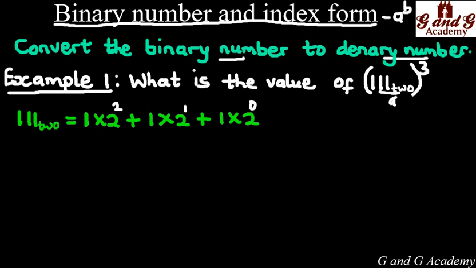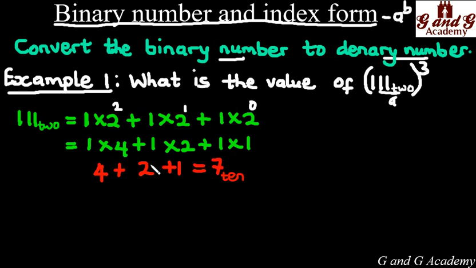2 raised to the power of 2 is 2 times 2, which is 4. 2 raised to the power of 1 is 2, and of course 2 raised to the power of 0 is 1. When you multiply, you are going to get 4 plus 2 plus 1. When you add everything together, you are going to get 7 base 10.